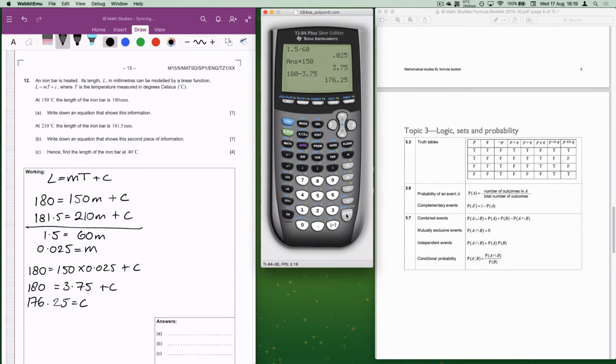So now that we've worked out what m and c are, we can actually work out what happens when it's a temperature of 40. So we know that L is equal to 0.025T plus 176.25. So we take 0.025 times 40, add 176.25 to it, and that will tell us what the new length is. So 0.025 times 40 is 1, plus 176.25 is equal to 177.25.